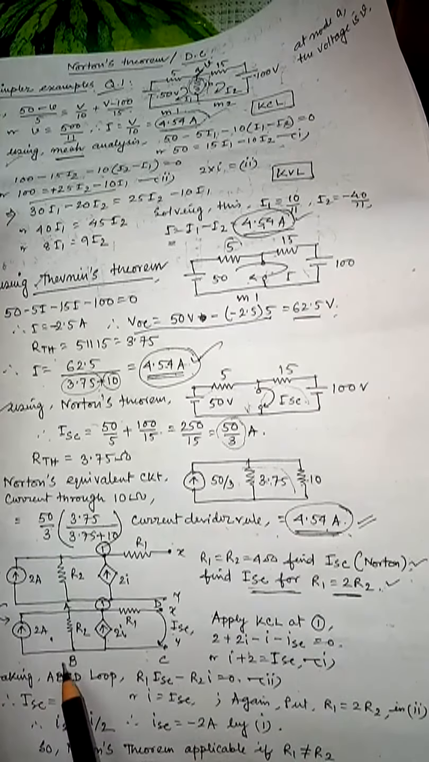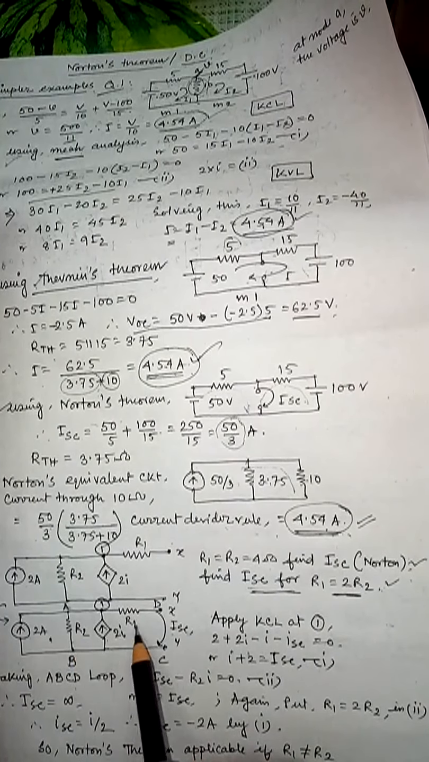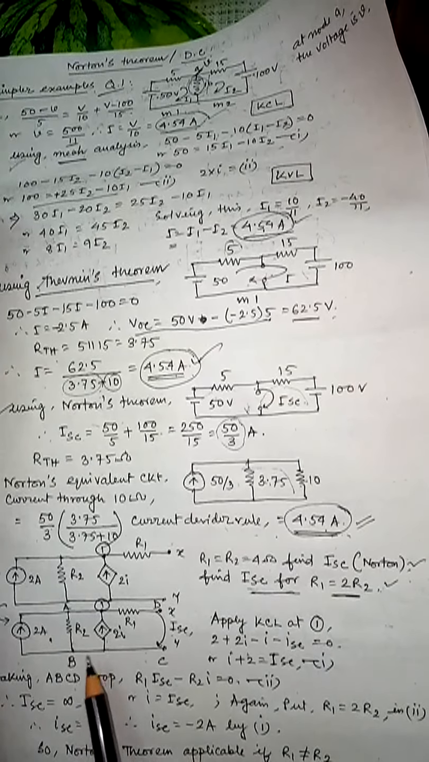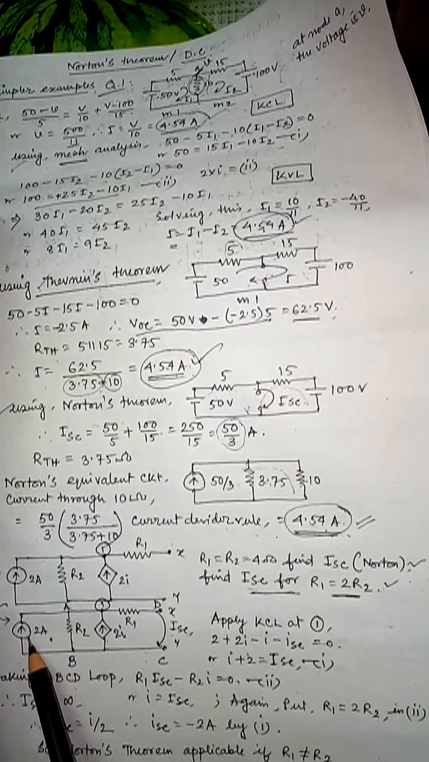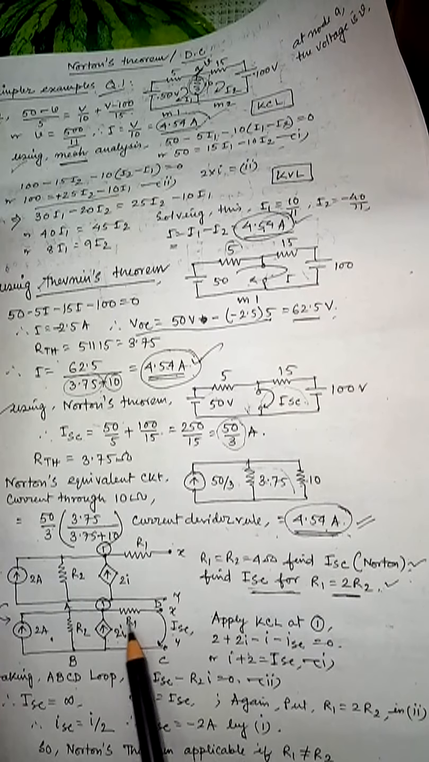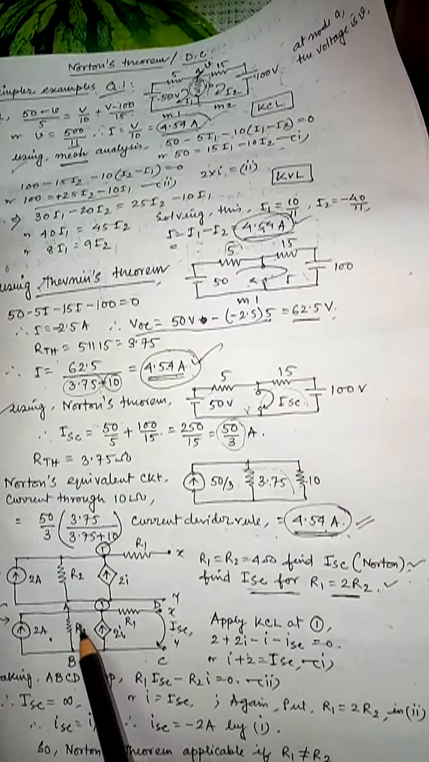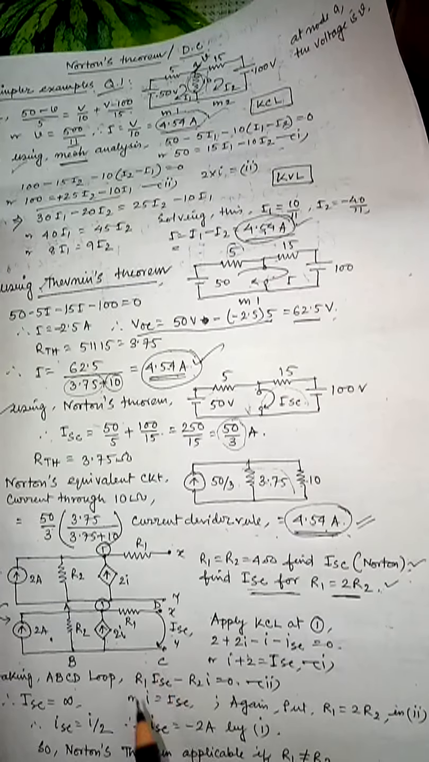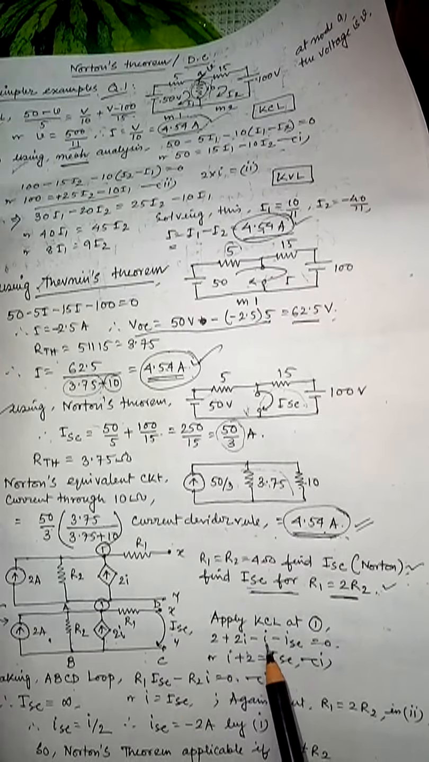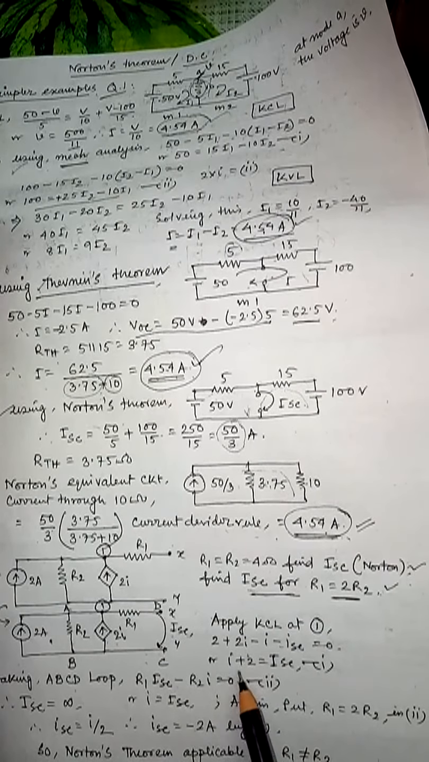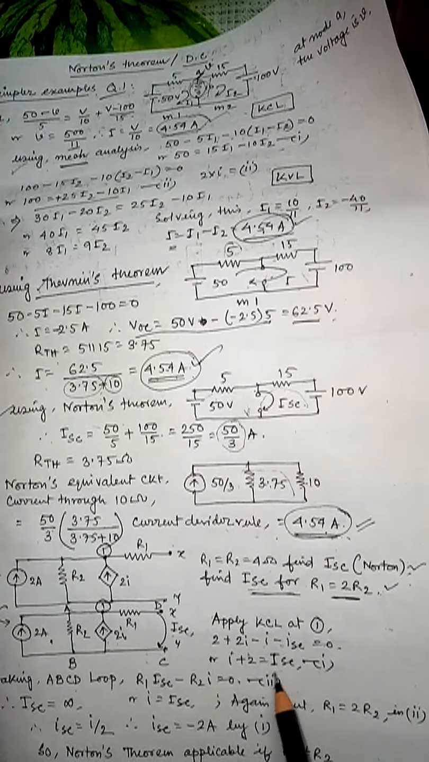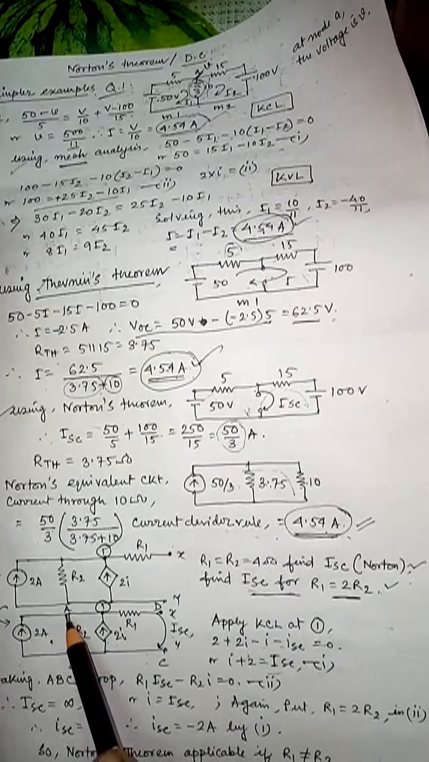So using this, R1 and R2 are given as 4 ohms. Finally it is 2 ampere, this is 2I, that is I, meaning the short circuit current here, and this is ISC. So 2 plus 2I minus I minus ISC equals 0. From this you will get I plus 2 equals ISC, and that is for the ABCD loop.